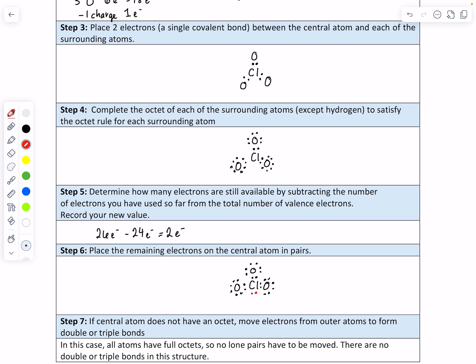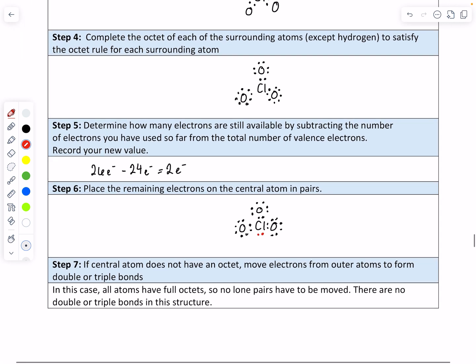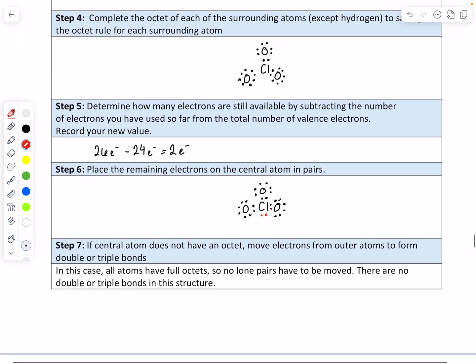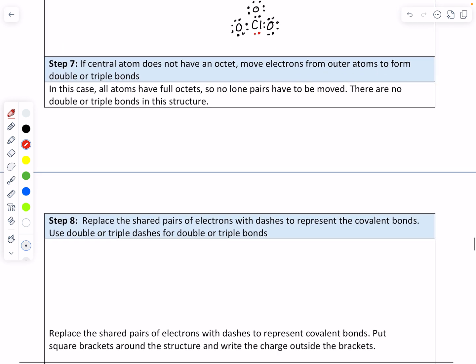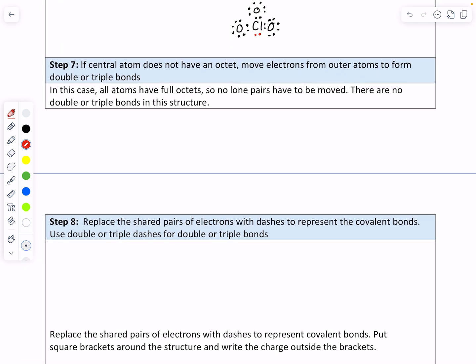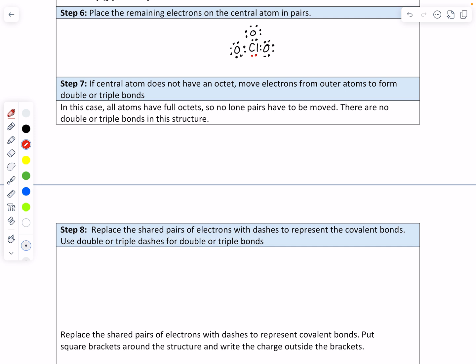If the central atom doesn't have an octet, move electrons from the outer atoms to form a double or triple bond. In this case, the oxygens have an octet and the central atom has an octet, so no lone pairs have to be moved. There are no double or triple bonds. And we're going to replace the shared pairs of electrons with dashes to represent covalent bonds.